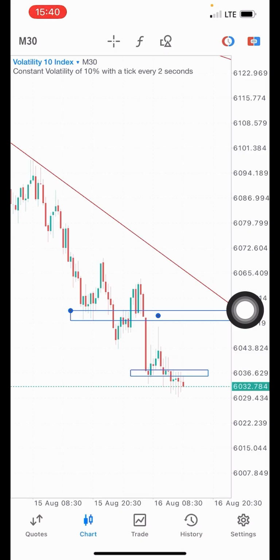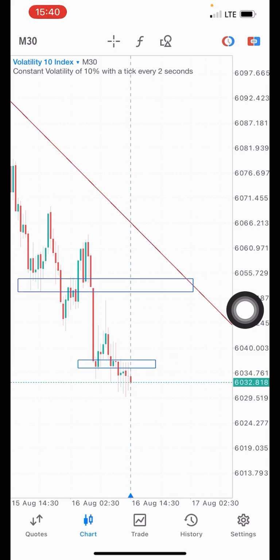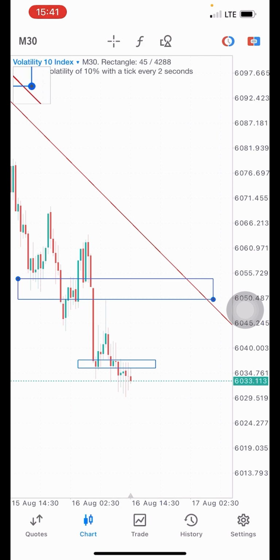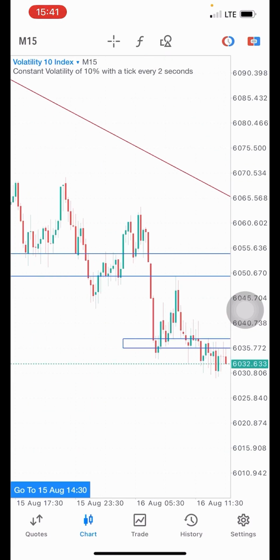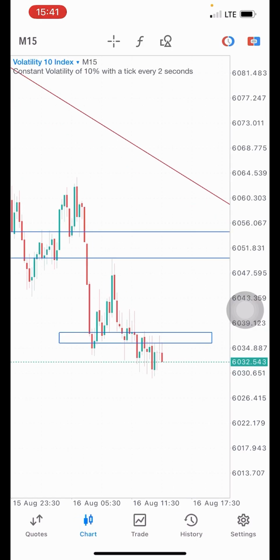Right, which I'll be looking out for. But it's going to take time before price gets to this area here. It's going to take time. So now let's step down to the 15-minute time frame. This is our last bus stop. The 15-minute time frame is our last bus stop.